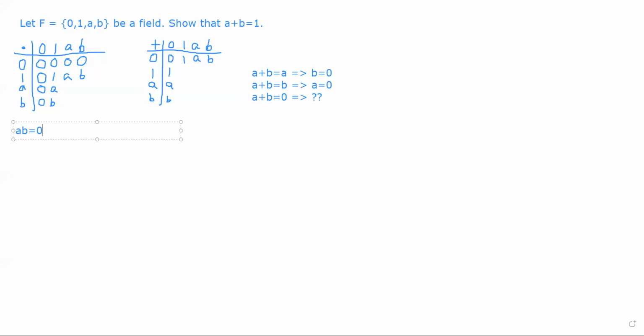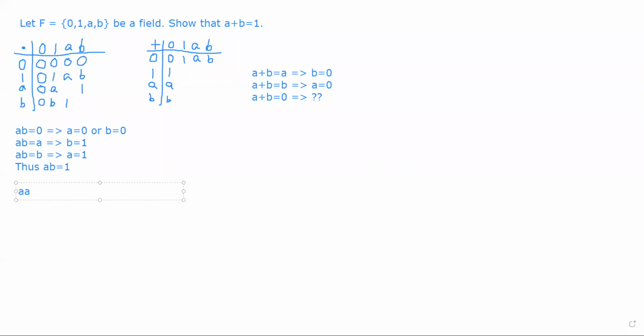If AB equals 0, then either A is 0 or B is 0, which is impossible. If AB equals A, then applying the multiplicative inverse of A, we get that B equals 1, which is impossible. Similarly, we can deduce that if AB equals B, then A has to be 1. And then we conclude that AB has to be 1, and we can fill in the multiplication tables as such.